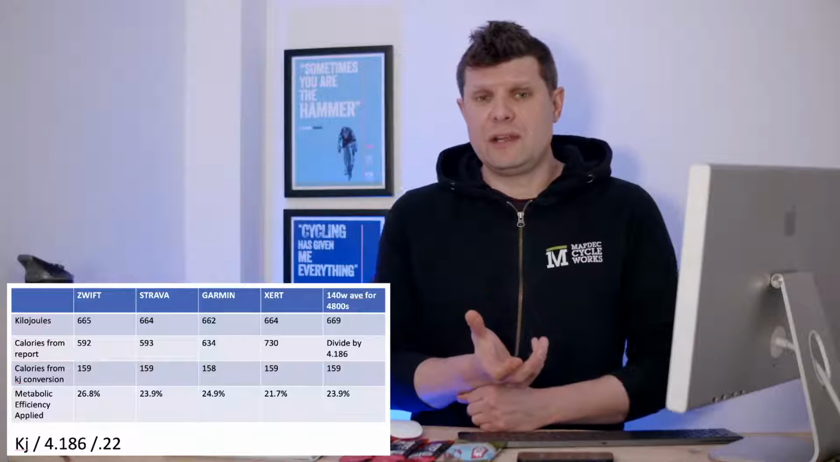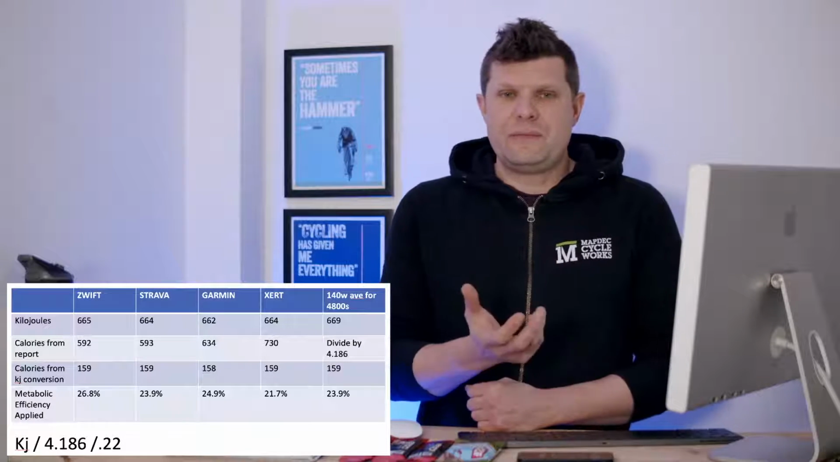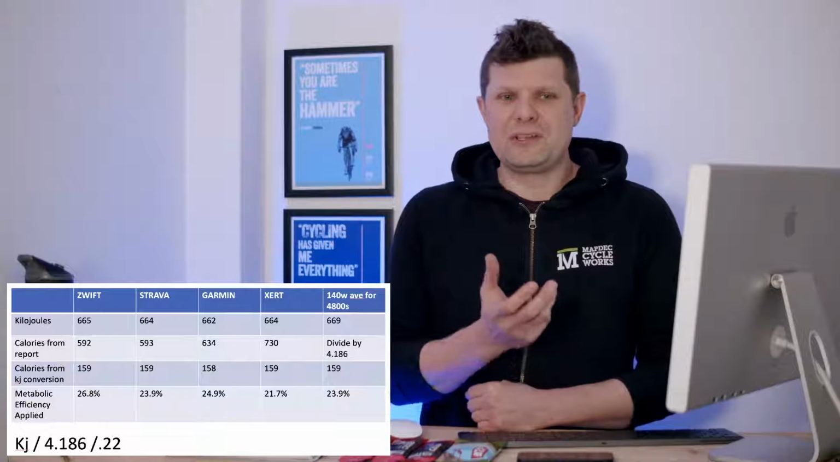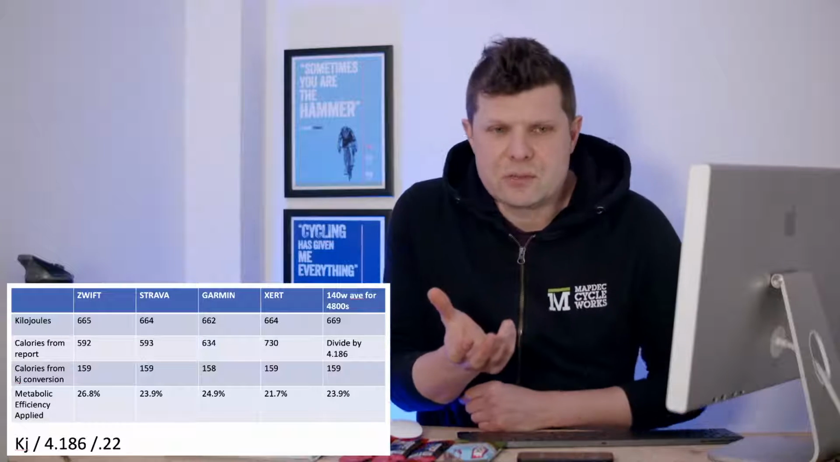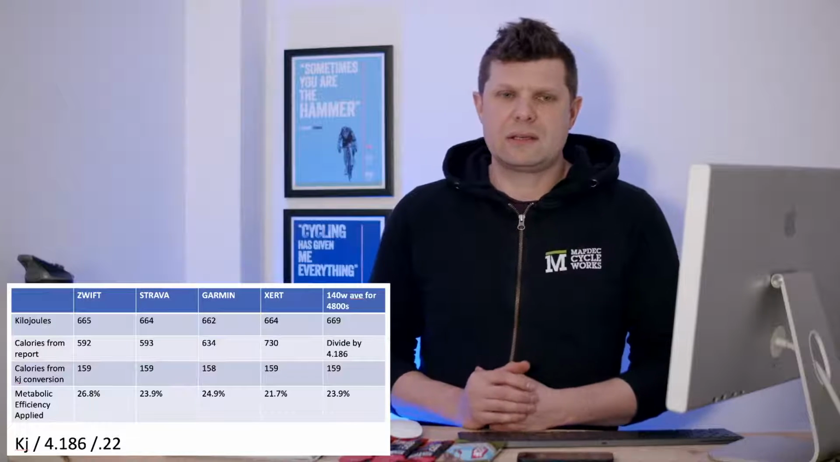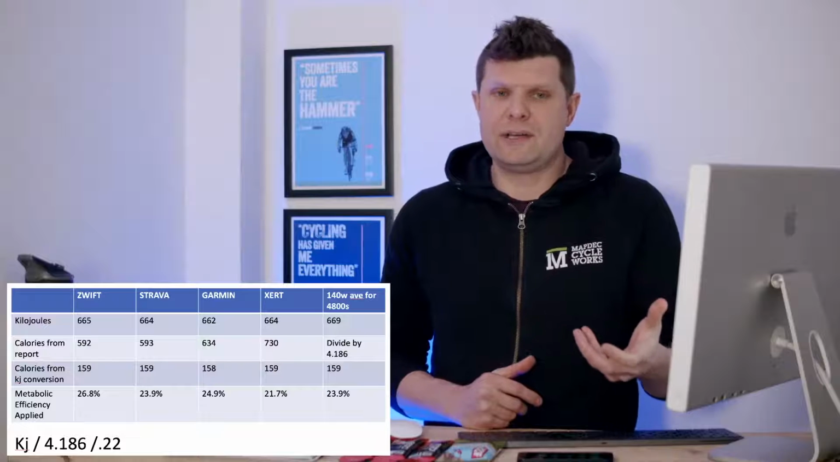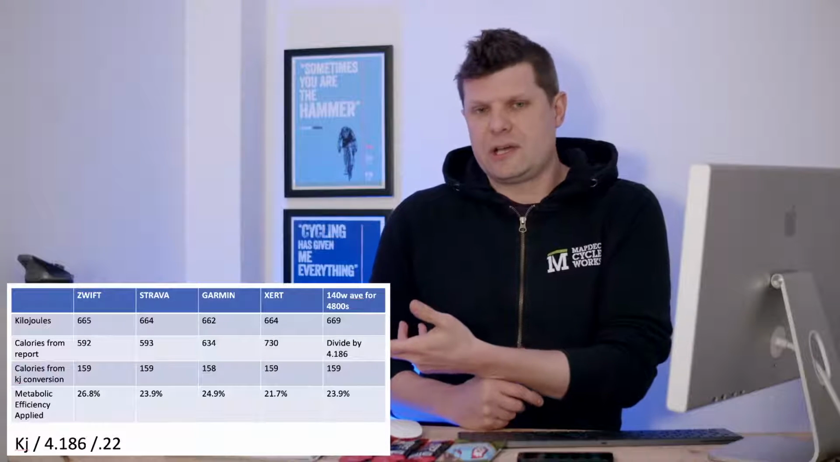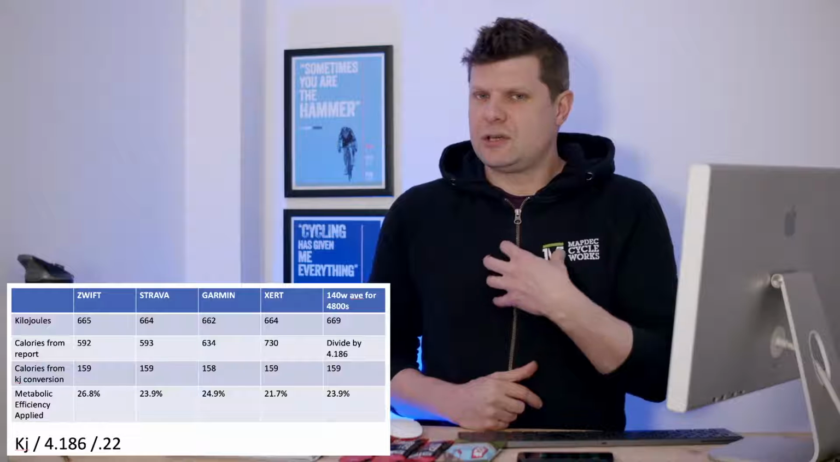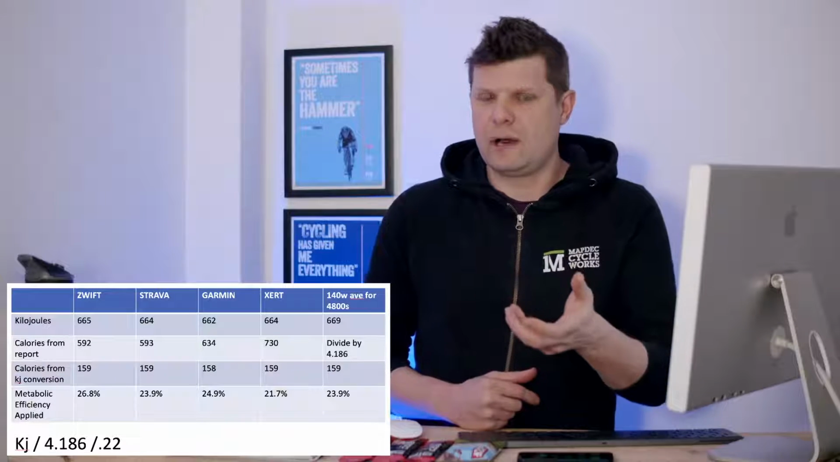Now, there's two ways of looking at this. You could say that, hey, ZWIFT isn't really helping me here, because essentially what ZWIFT is saying in this one is that for 592 calories, you actually manage to produce more work, whereas XERT on the other side is saying that you had to consume more calories to produce that same amount of work.